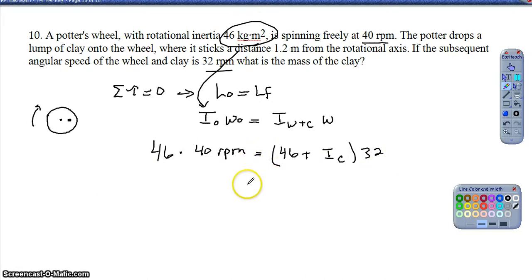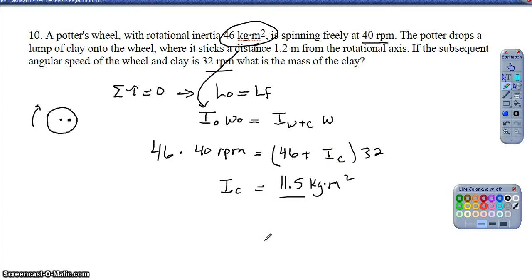So if I solve it from here, the moment of inertia of the blob of clay ends up being about 11.5 kilograms times meters squared, right? So this whole moment of inertia is 57.5, and then finding the difference there is about 11.5 kilograms times meters squared.